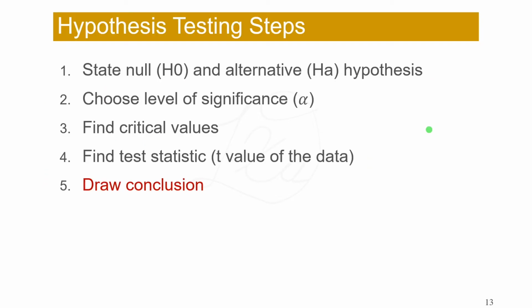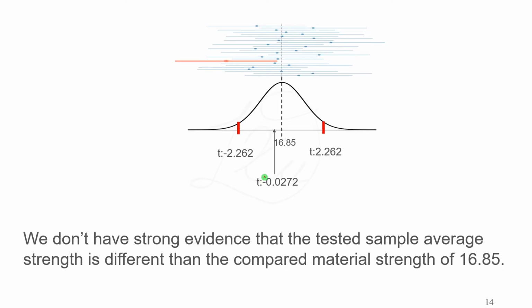The last step is to draw the conclusion. Because the calculated t-value is not within the rejection region, we fail to reject the null hypothesis and we don't have strong evidence that the tested sample average strength is different than the compared material strength of 16.85.